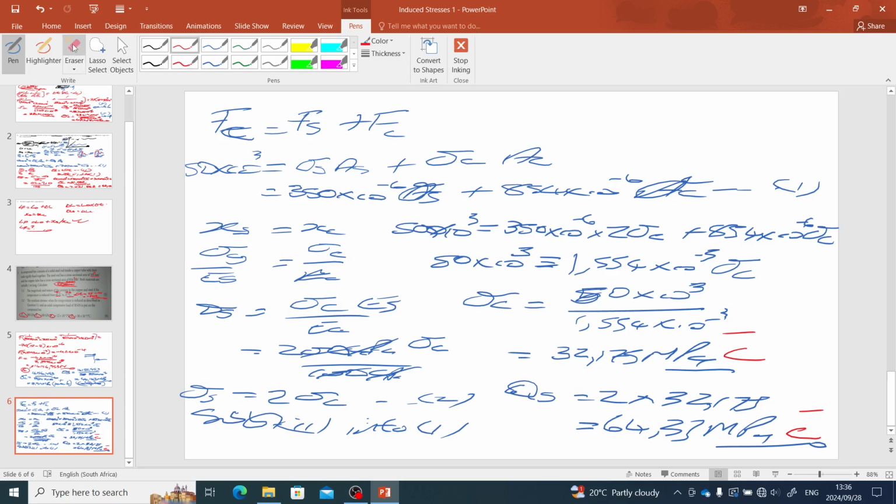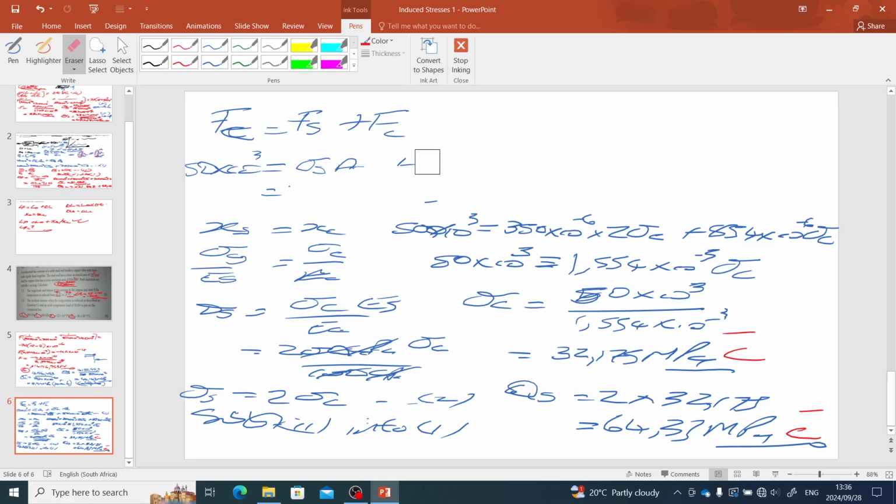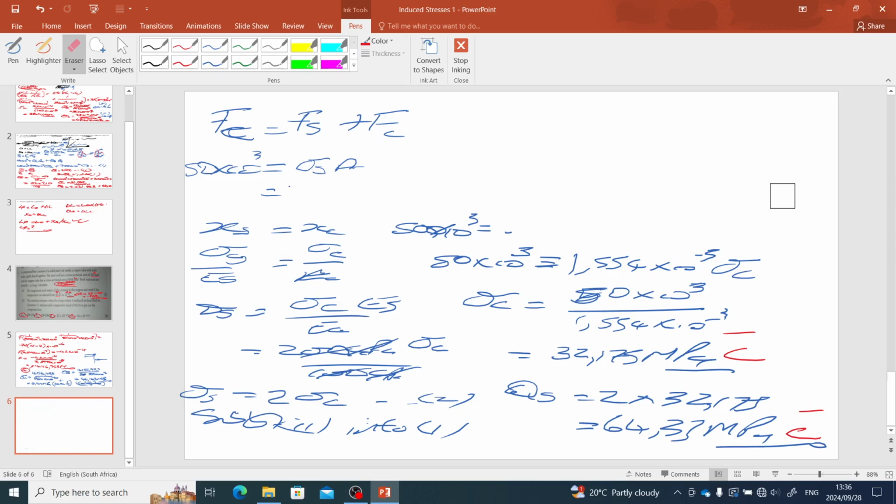Now, in calculating the resultant, I want us to calculate the resultant. Let me wipe here so that I can use the smaller space. You already have this part. Tensile.